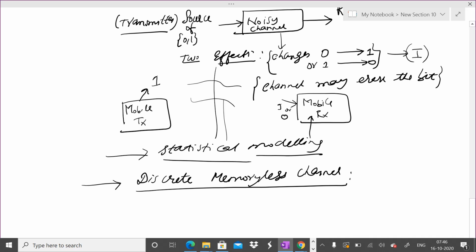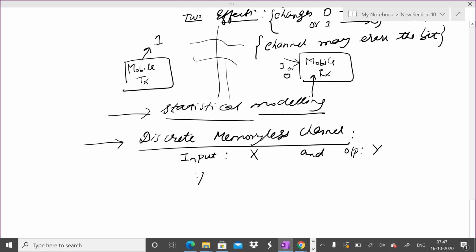So what we have here is input. Input is what is being transmitted by the channel, represented by a random variable x, and output will be represented by y. What is y? Y is a noisy version of x. Suppose this mobile transmits these bits, we call them x, and this mobile receives, we call it y.